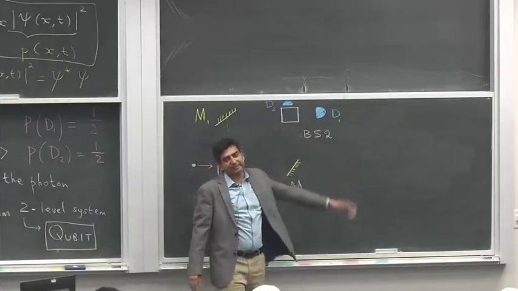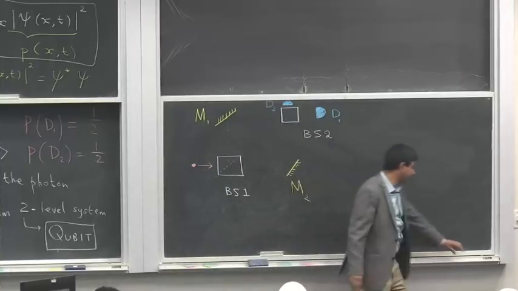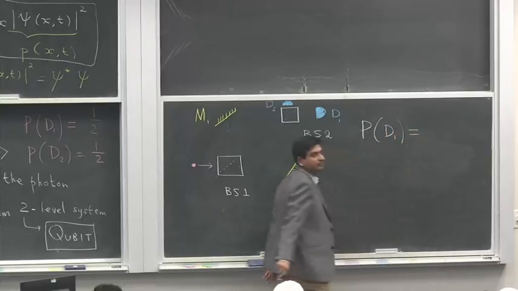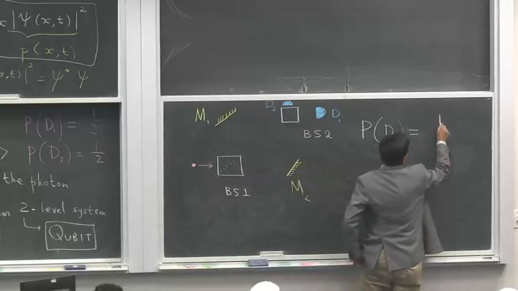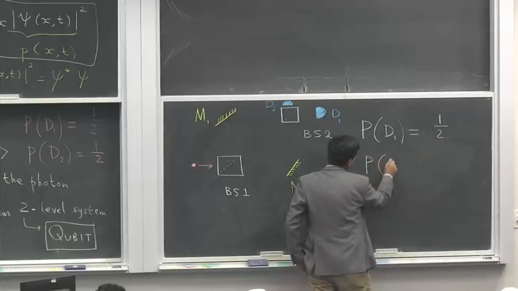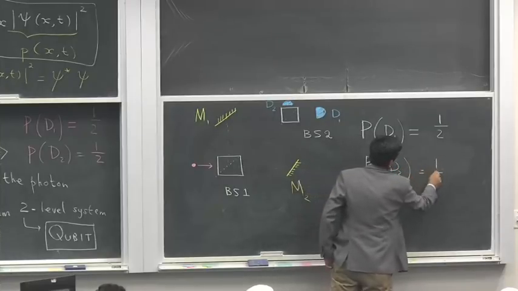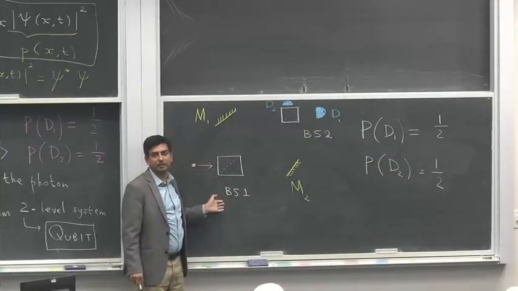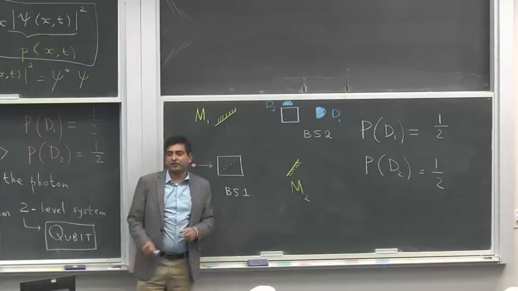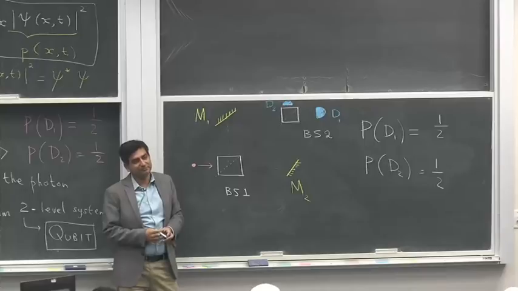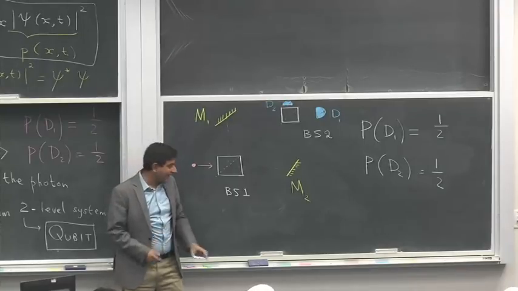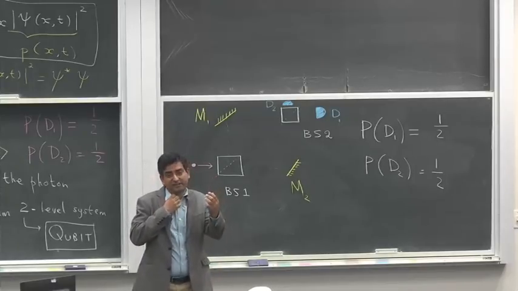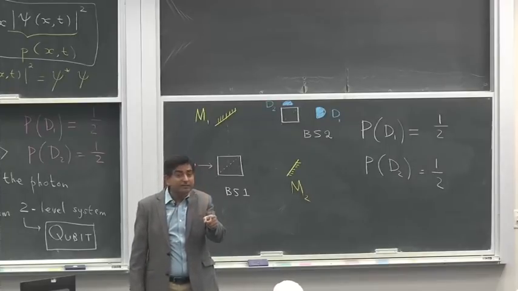Now, which of these detectors is going to click? What's the probability, for example, that D1 clicks? One half? What's the probability that D2 clicks? Because this is a 50-50 beam splitter, and so is this. Alright? However, this is not going to happen. If you perform this experiment in the laboratory, actually only one of the detectors clicks. Only one. The other one doesn't click at all.